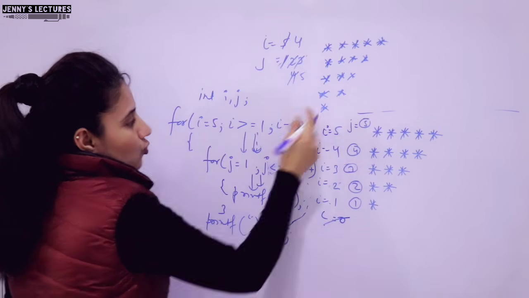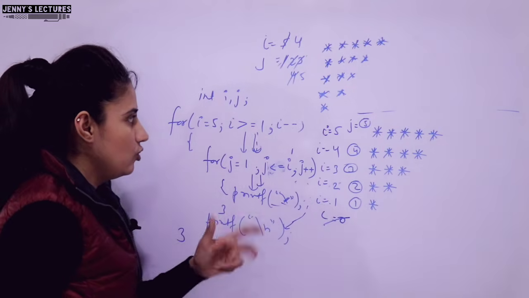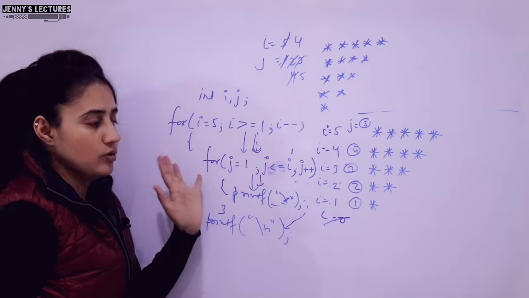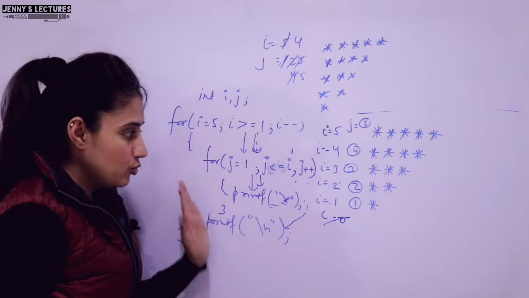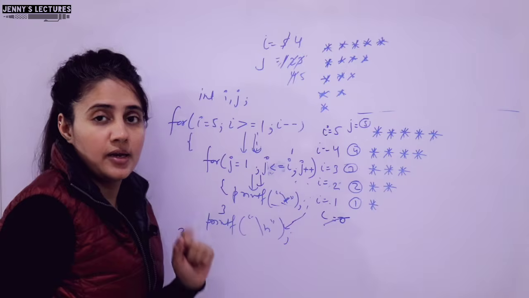So these are 2 ways. You can either modify the J loop or you can modify the outer loop, the I loop. I hope you got the concept now. Right? So now let me show you the output of this program on my laptop.